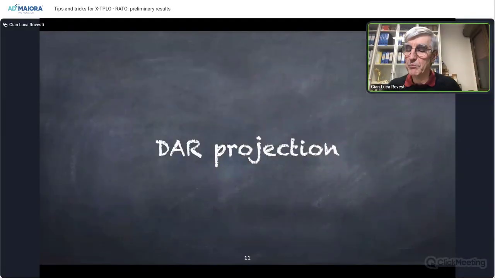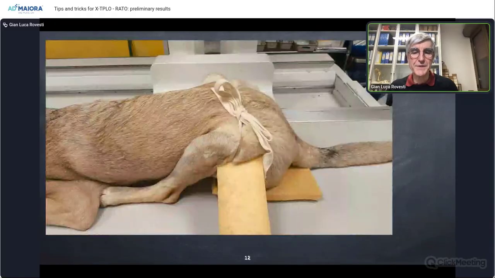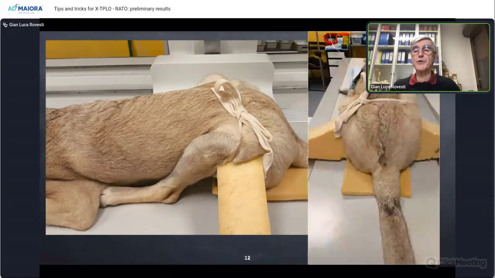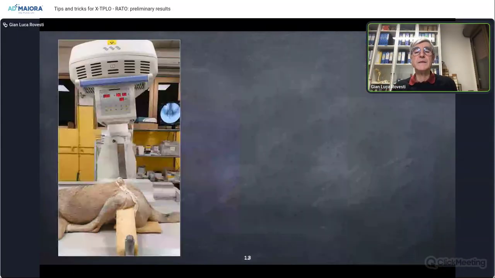The DAR projection is a mandatory projection, the dorsal acetabular rim projection. So this is the position. The dog is in sternal recumbency, and we should hold it as symmetrical as we can. Of course, a radiographic head that can incline is a big advantage, because we orient this angle in order to achieve the kind of projection that we want.